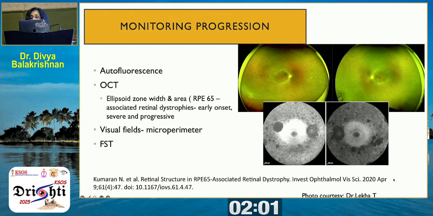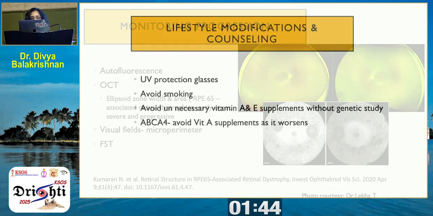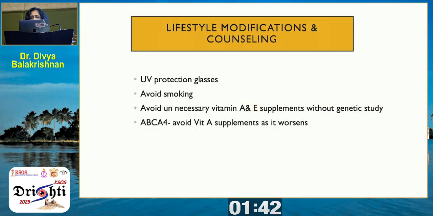And once you have diagnosed, you have to monitor the rate of progression. Tools like autofluorescence, OCT, visual field, and the full-field stimulus threshold test all help to detect if there is any progression. Autofluorescence is a very useful tool to pick up in one glance whether there is progression or not. And what can you do for these patients? Gene therapy is coming more, but it is not widely available, or it is still evolving.